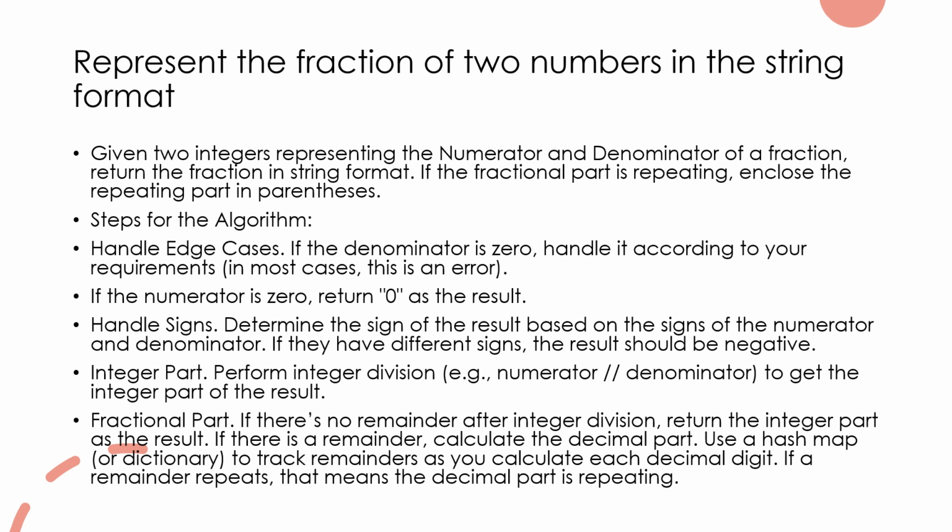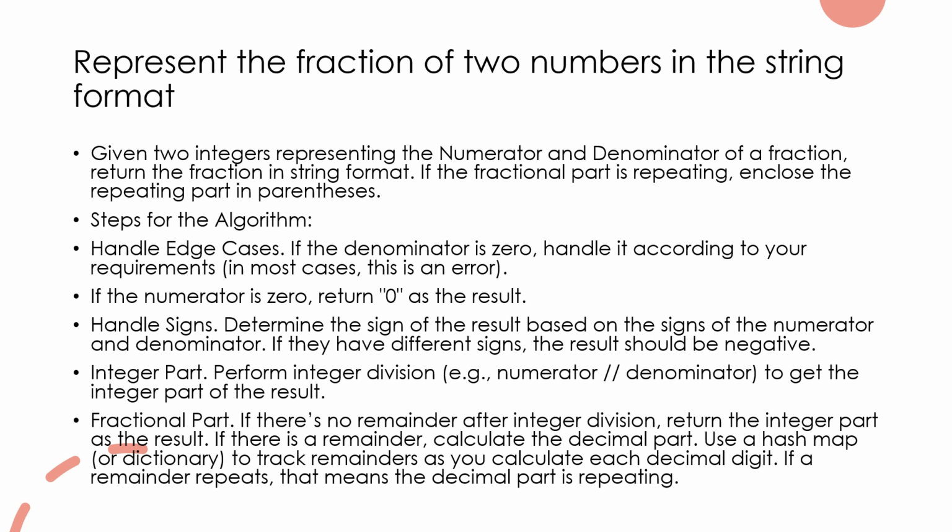Integer part. Perform integer division, for example, numerator/denominator, to get the integer part of the result. Fractional part. If there's no remainder after integer division, return the integer part as the result. If there is a remainder, calculate the decimal part.